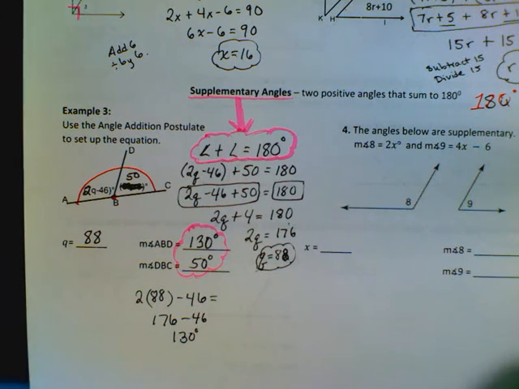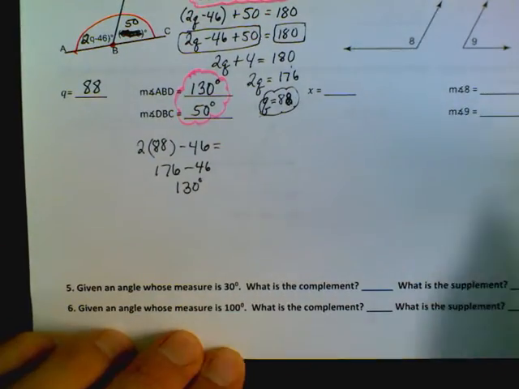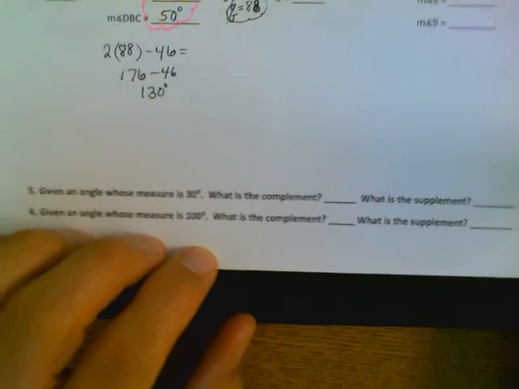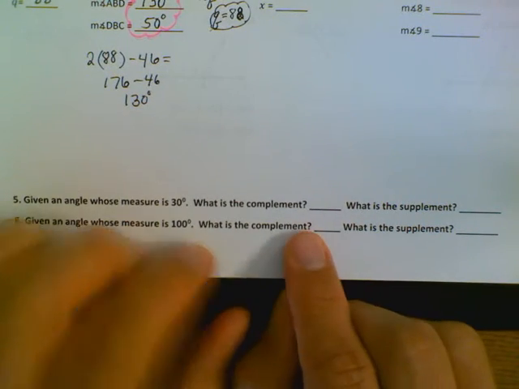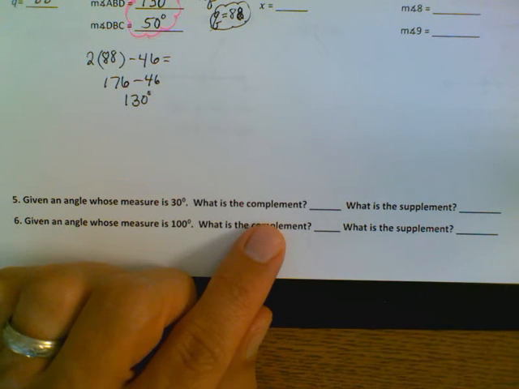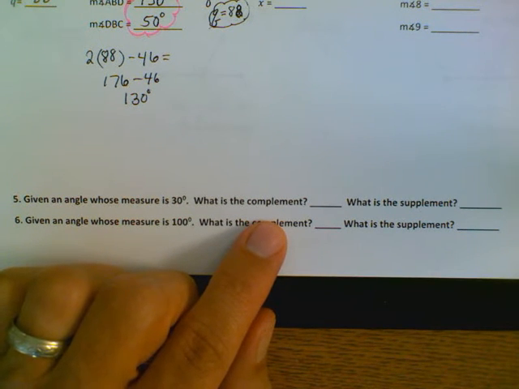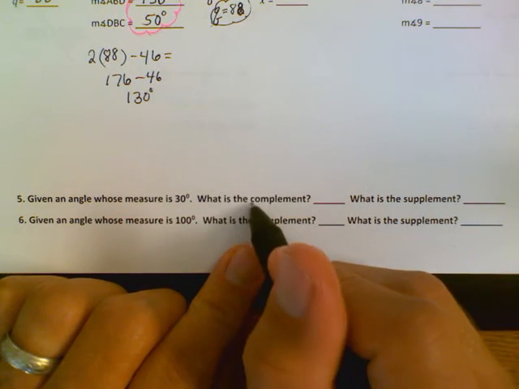Okay. So there's a little bit of vocabulary down there at the bottom. It just says, given an angle whose measure is 30, what is the complement? Now, I know that that doesn't say what is the complementary angle, but there are some cases where you just kind of have to say, okay, well, it says complement. I don't know what it means, but I do know that complementary angle. I know that definition. Okay, so what do you think I mean when I say what is the complement?